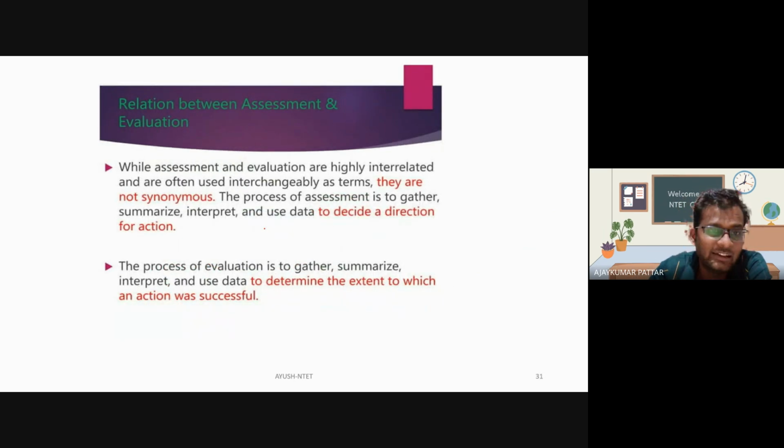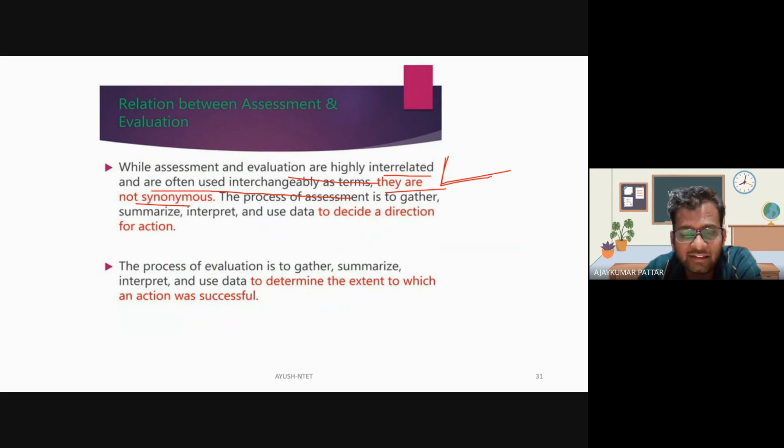Relation between assessment and evaluation. While assessment and evaluation are highly interrelated, are often used interchangeably, such terms they are not synonyms. Interchangeably you can use कर सकते हैं. Assessment कभी कभी क्या है, टेक्स्ट बुक में क्या है, assessment methods ही लिखा है. Assessment methods, evaluation method, both are given in the same manner. अगर हमारा सिलेबस लिखे तो भी assessment methods बोल के लिखा है मैनुअल में भी.